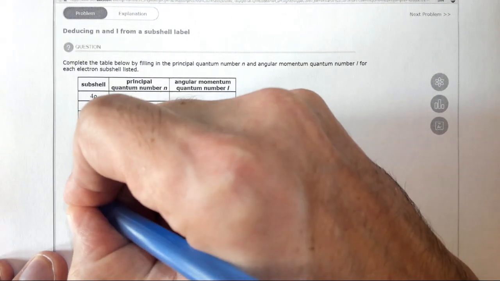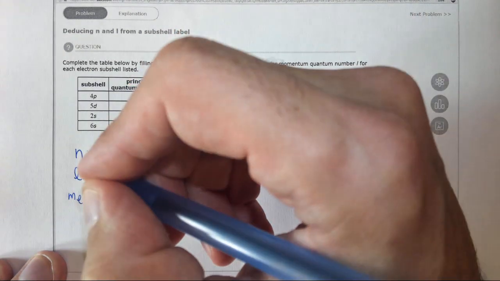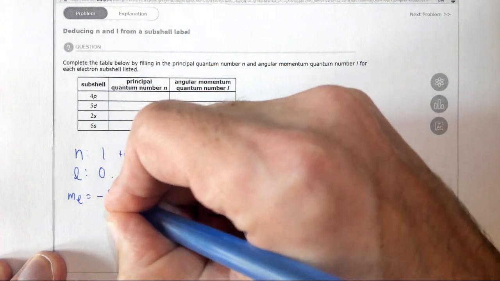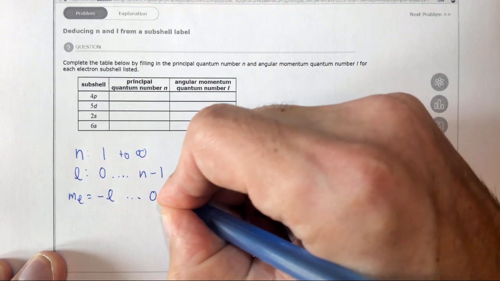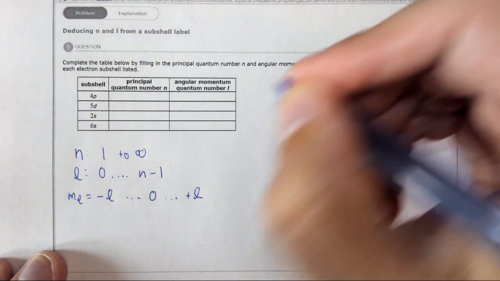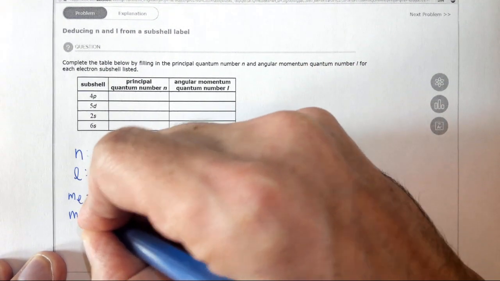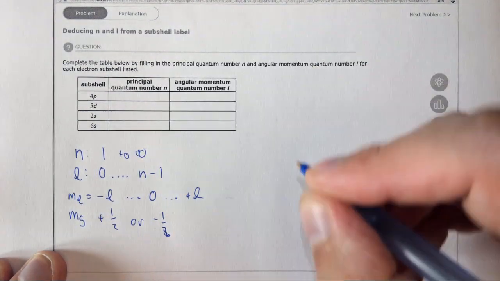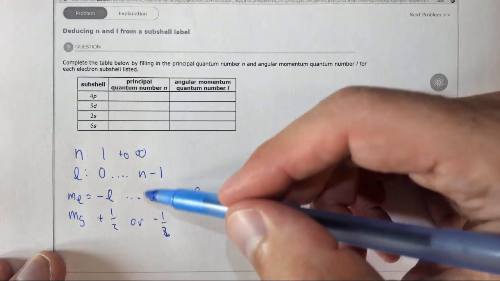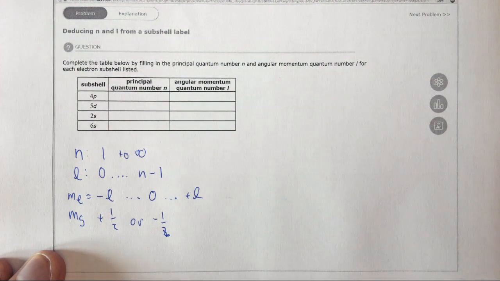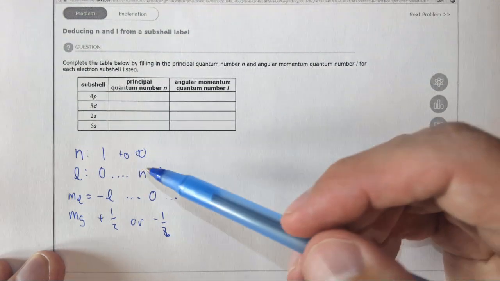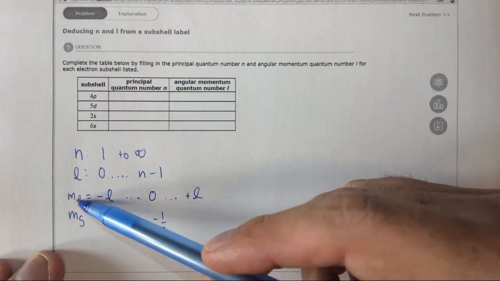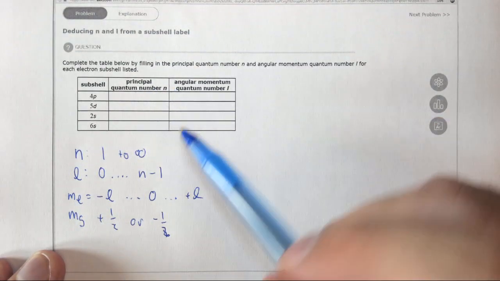M sub L is equal to the magnetic quantum number, and it's negative L through 0 to plus L. And M sub S is plus 1/2 or minus 1/2. So these are the 4 quantum numbers. These are kind of like GPS coordinates for electrons. So a person has a latitude, a longitude, an altitude, and a time. An electron has an n, an L, an M sub L, and an M sub S.